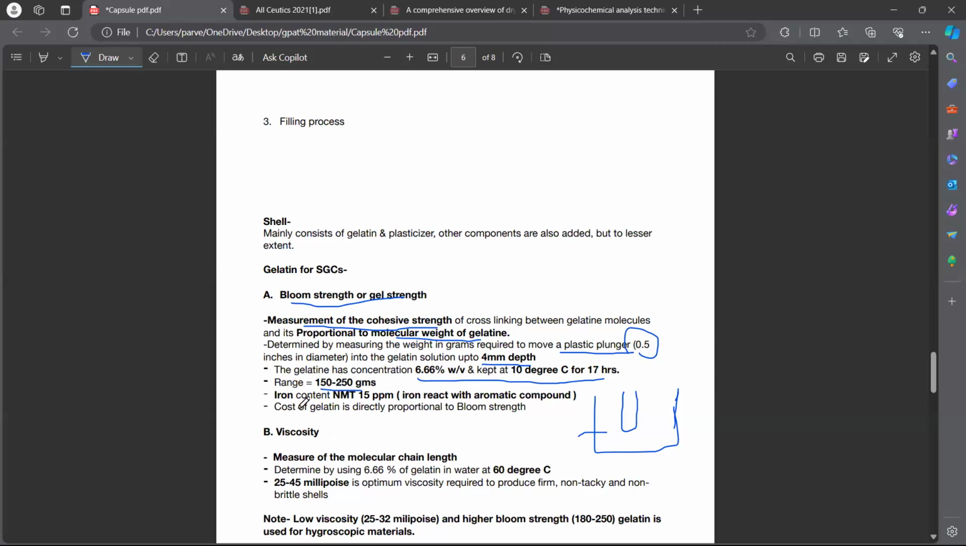Next, iron content. The iron content of the capsule should not be more than 15 parts per million according to the Indian Pharmacopoeia. And as we know, the bloom strength determines the quality of the capsule, and the capsule which has the highest bloom strength is of more quality, and the cost of the capsule also increases with an increase in the bloom strength. So could you guys please tell me what is the viscosity of gelatin which is used for capsule manufacturing? Could you tell me the range of the viscosity? Does anyone have an idea, or can anyone recall the viscosity limit range of the gelatin?